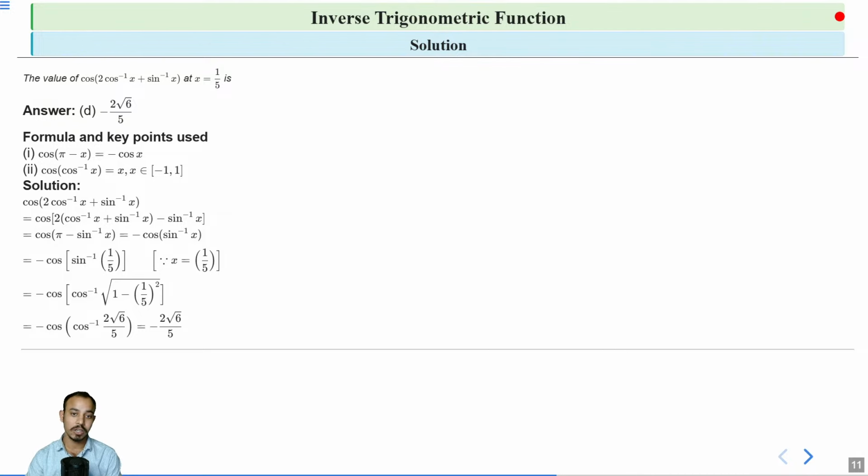And here 2 root 6 by 5, this value lies in interval minus 1 comma 1. So cos of cos inverse x equal to x. So here cos of cos inverse of 2 root 6 by 5 is equal to 2 root 6 by 5, and here we have negative sign, so this is equal to minus 2 root 6 by 5. And this is our final answer. I hope you understand and it's clear to all of you. So now moving to the next.